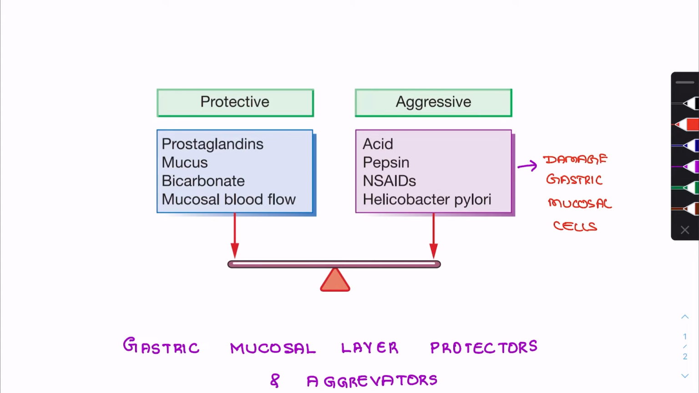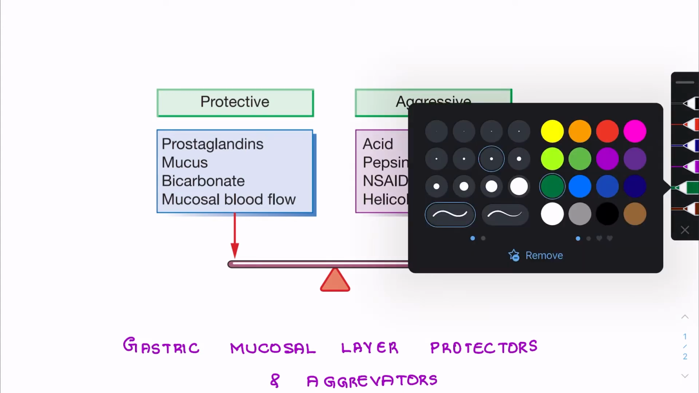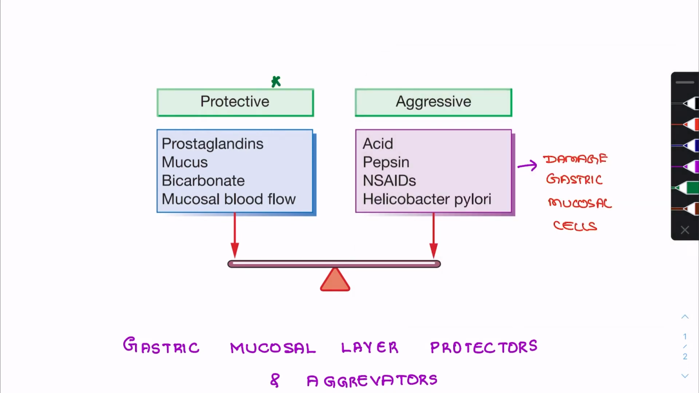So on the other hand, there are protectors. As you can see, there are protectors here. So under protectors we have got prostaglandins, mucus, bicarbonate, and mucosal blood flow, which help in protecting the gastric mucosal layer from the damage which is caused by these aggravators.